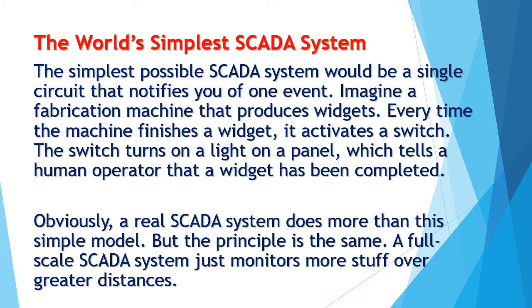The world's simplest SCADA system. The simplest possible SCADA system would be a single circuit that notifies you of one event. Imagine a fabrication machine that produces widgets. Every time the machine finishes a widget, it activates a switch. The switch turns on a light on a panel, which tells a human operator that a widget has been completed. Obviously, a real SCADA system does more than this simple model, but the principle is the same. A full-scale SCADA system just monitors more stuff over greater distances.